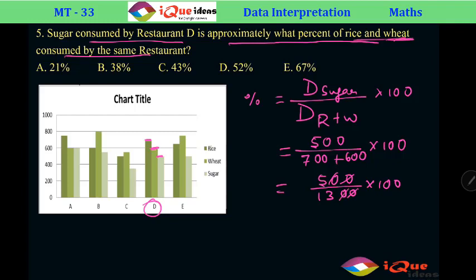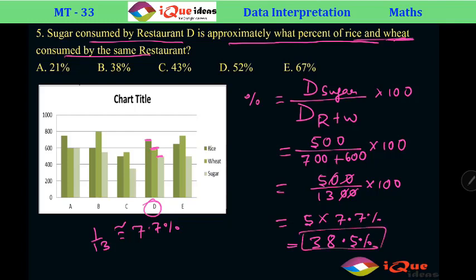Now 5 by 13. So we know that 1 by 13 is approximately 7.7%. All right, so 5 by 13 will be 5 into 7.7%, approximately. 7 5s are 35 and 35, so 38.5%. So if you look at the options, I don't see there is any confusion. The correct answer should be 38%, that is B option, because anyways you have to find approximate answer.